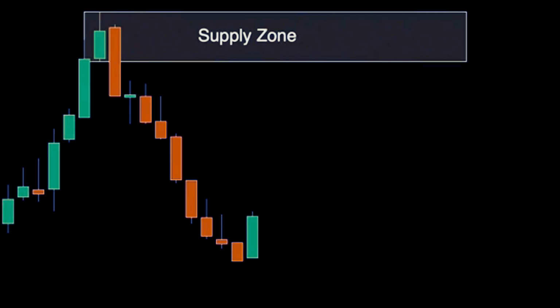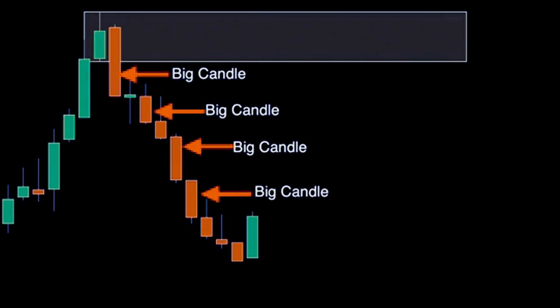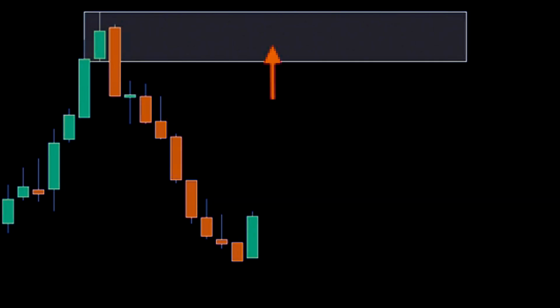Before taking a trade, let's go through the checklist to confirm this supply zone's potential. First, observe the candles that form the move down. They are large, showing strong bearish momentum, indicating institutional involvement, a positive sign that this zone could hold when the market revisits it. This supply zone is fresh.